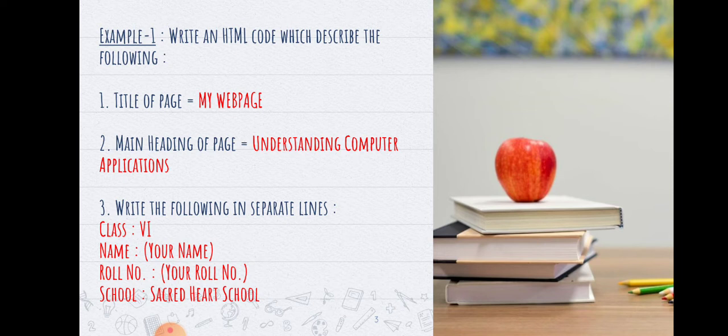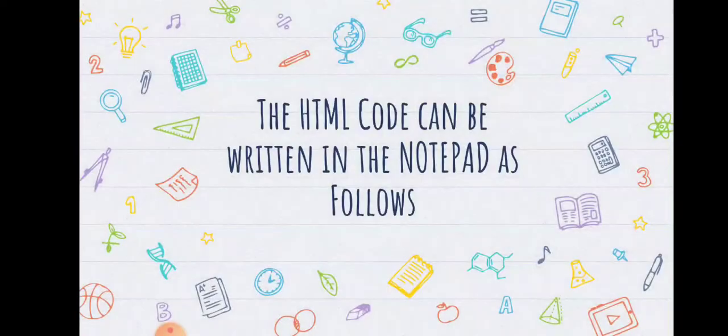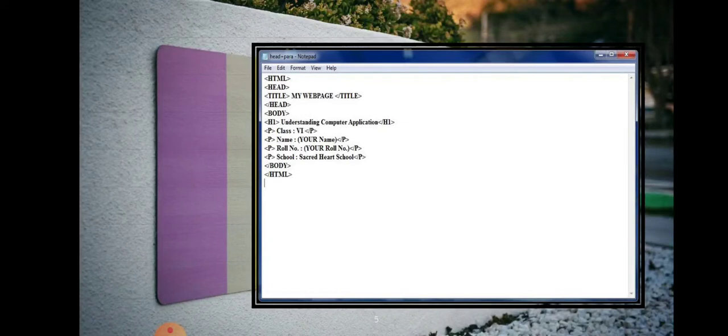Therefore, the heading tag, which is the most important one, can be used here, that is H1. Thirdly, the complete data about class, name, roll number, school must be written in different lines on the web page. So we can use here the paragraph tags. Now let me show you the complete notepad file of HTML code. Here you can easily compare your prepared syntax with the code on the screen about the title, main heading, and the content of the body of the web page.